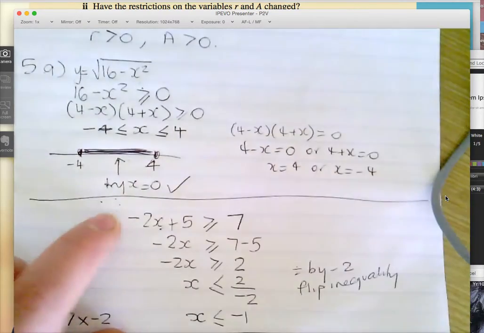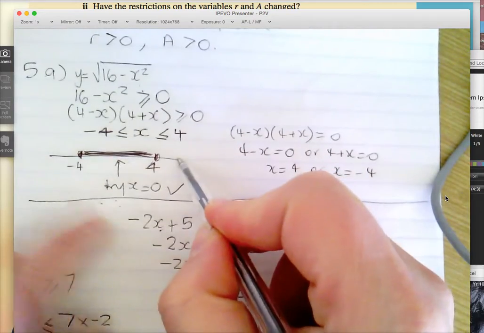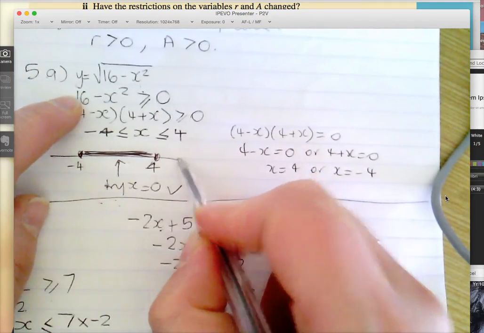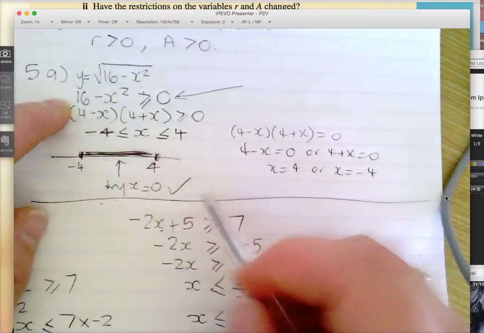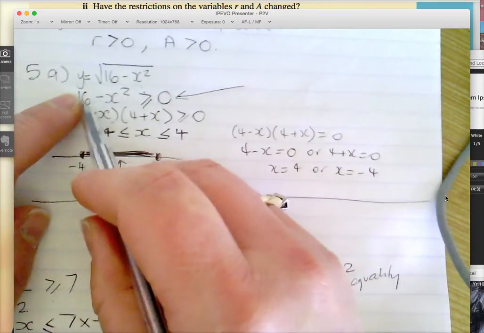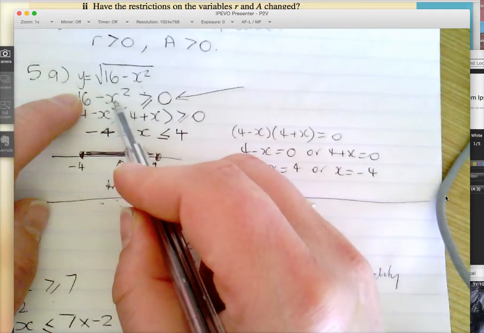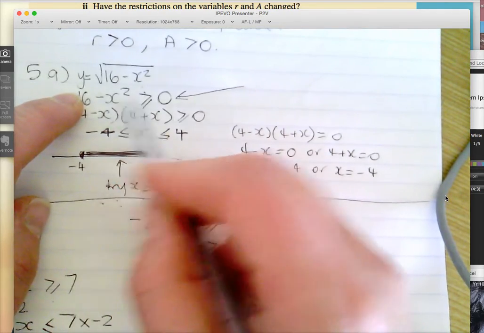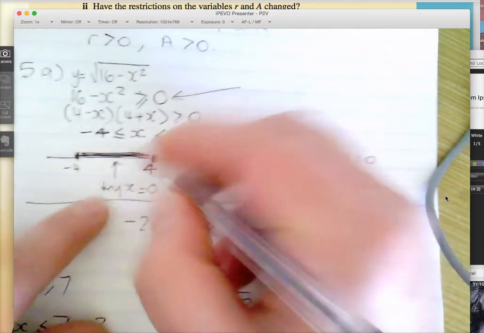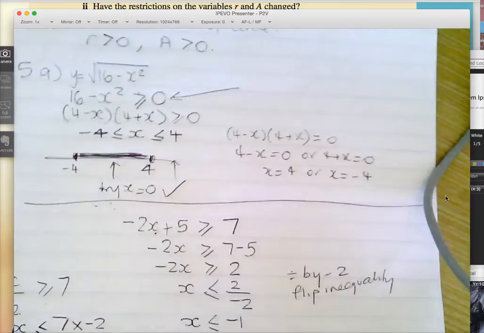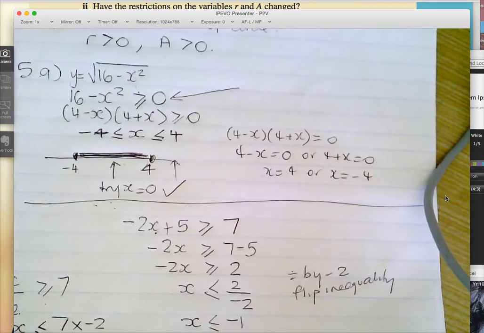If I try x is 5 out here, I can substitute in there. What's 16 minus 5 squared? 16 minus 25 is -9. Is that greater than 0? No. So the answer's not out here. It's got to be in there. So it'll either be between your 2 points or outside of them.